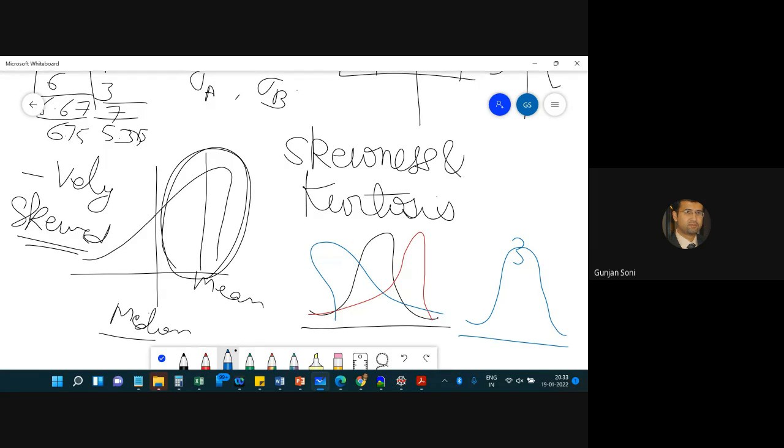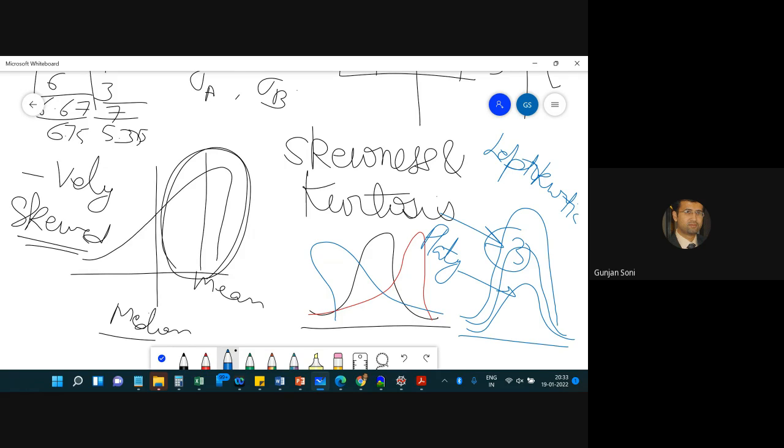So for a perfect normal distribution, kurtosis is 3. If kurtosis is greater than 3, it is like this, and we say it is leptokurtic. And if it is lesser than 3, it is platykurtic. From plateau it's coming platykurtic, and leptokurtic means above 3. So kurtosis indicates the height of the curve. The higher the height of the curve, the lesser the standard deviation. All the values will be closer to each other.